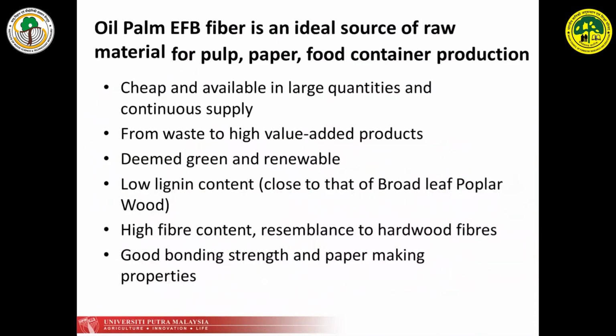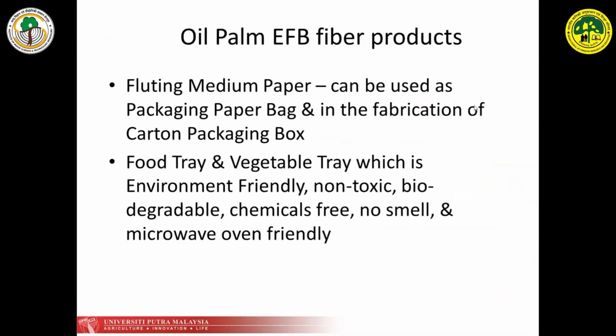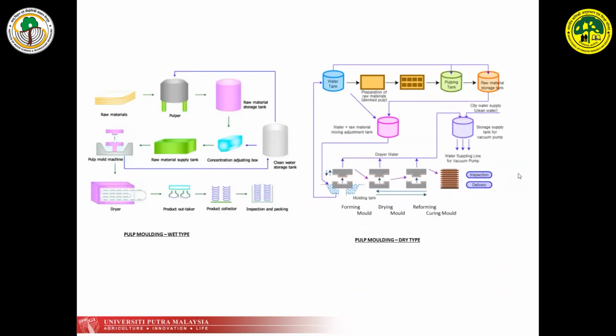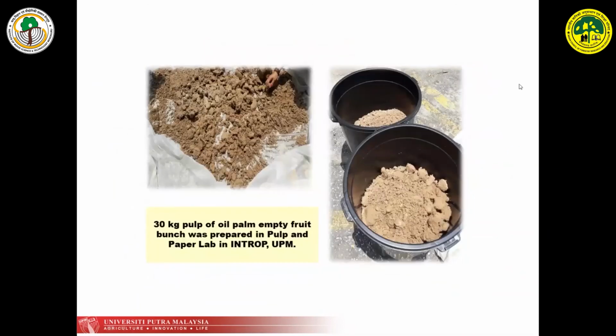So why did we choose this? It is a cheap material, it can turn waste to wealth, and it has low lignin content, high fiber content, good bonding strength, and good paper making properties. We also studied the toxic properties and other properties of the material.